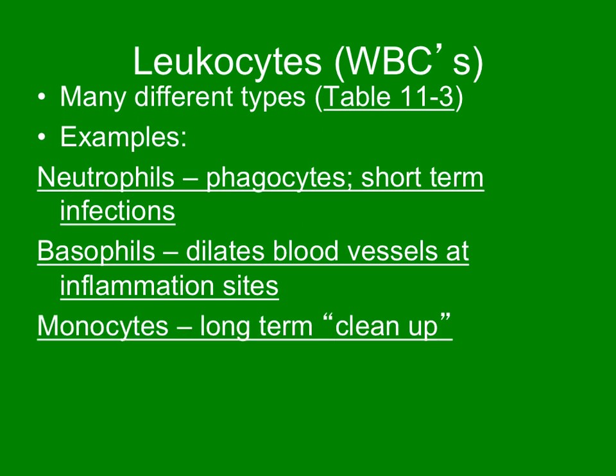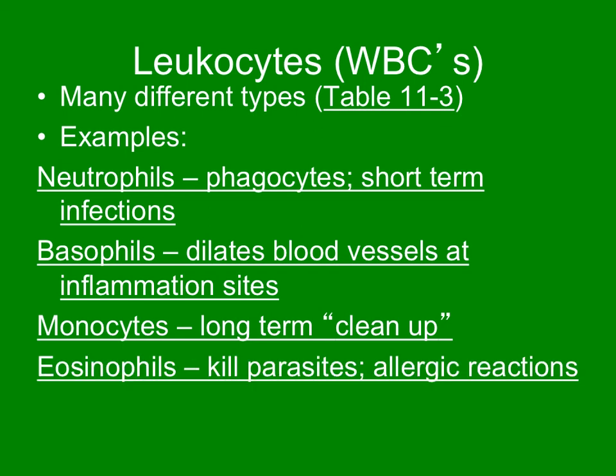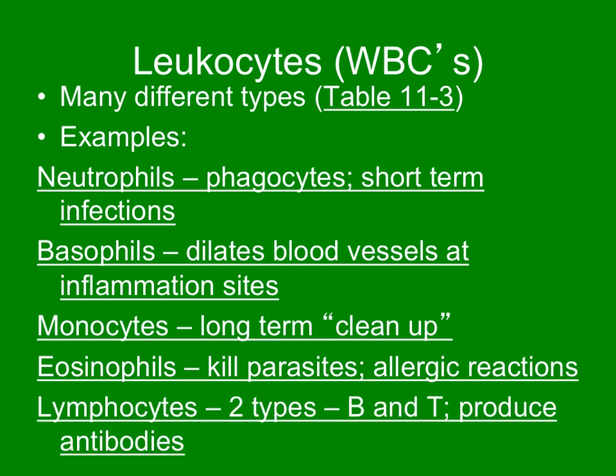The monocytes are kind of like the long-term cleanup mechanisms, and these are the cells that are affected by the disease mononucleosis. You can see where it gets the name. The eosinophils kill parasites and are also responsible for allergic reactions. And then the last type are the lymphocytes, and we will talk about these more when we get to the lymphatic system. We have two types of lymphocytes, the B lymphocyte and the T lymphocyte, and they produce antibodies.